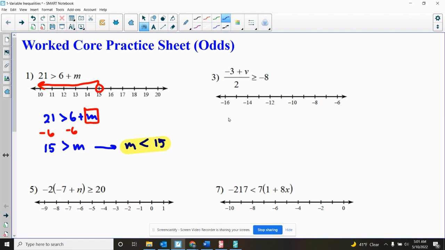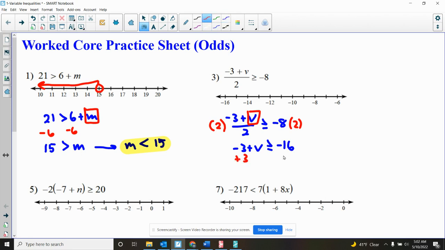Next, take a look here. Greater than or equal to negative 8. Again, my goal is I want to get this v by itself. So the negative 3 and the v are on the same level. We're going to deal with the 2 first. Multiply both sides here by 2. Now, 2 is a positive number, so the direction of the inequality does not need to change.